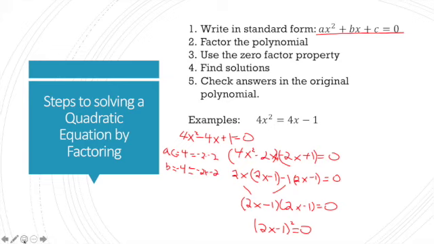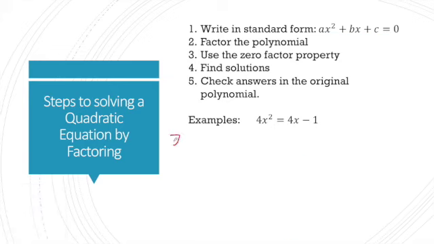So let's go ahead and make us some room. So I found that I have 2x minus 1 squared equals 0. So I'm going to take one of those, 2x minus 1, and set it equal to 0. I add 1 to both sides. I get 2x equals 1. I divide both sides by 2. I get x equals 1/2.